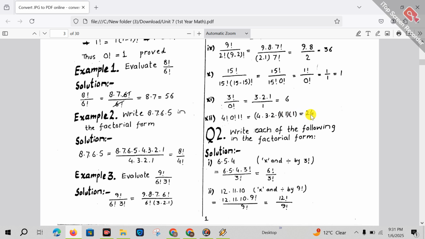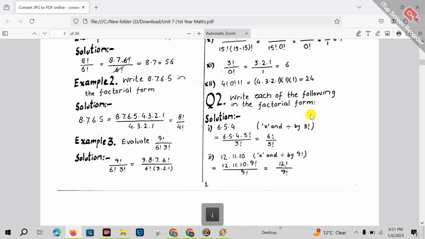The next question is to write each of the following in the form of factorial. So 6, 5 and 4. We multiply this by 3 factorial because this will become 6 factorial, and below it is also 3 factorial. So 6 factorial over 3 factorial is our required term.